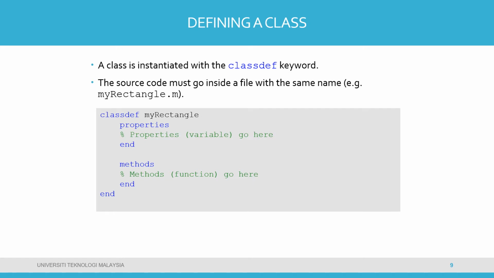So we start with the example. How to define a class? You use this keyword, classdef, and then you give a name to the class, and then you save it in the M file. If the class name you give is myRectangle, the file name needs to be myRectangle.m. So you have properties and methods.